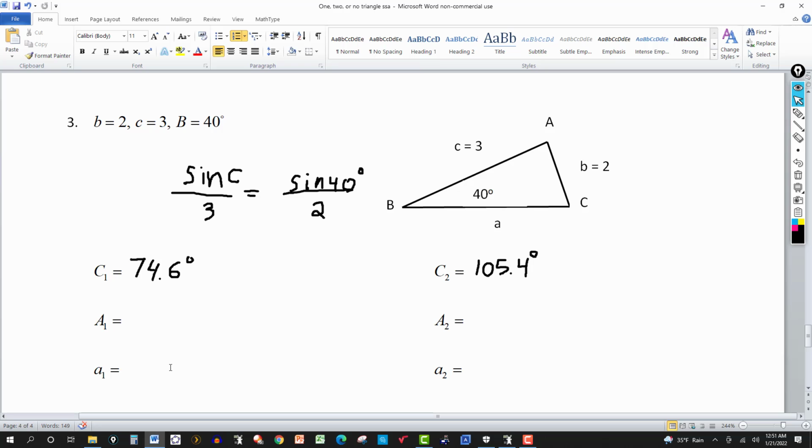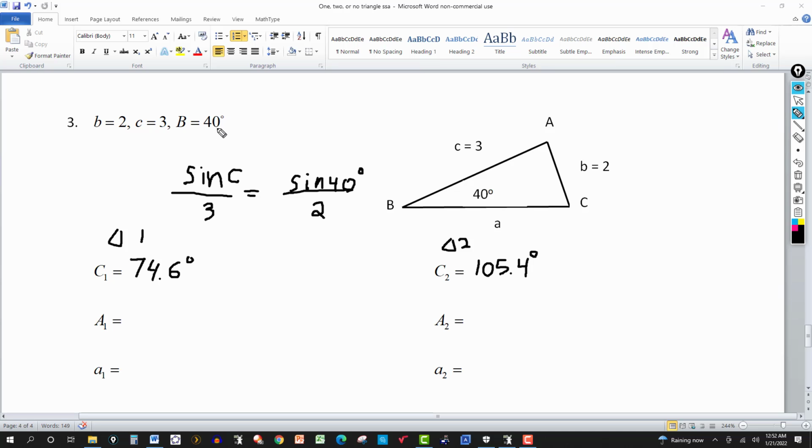So now what do we have to do here? Now we have to find angle A. So angle A, in this case A1. So keep in mind, this is triangle 1. And over here, this is triangle 2. So for triangle 1, we confirmed that C1 is 74.6. We're given B to be 40 degrees.